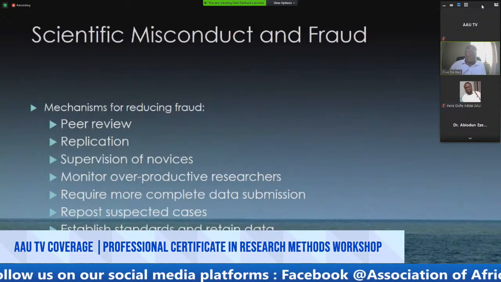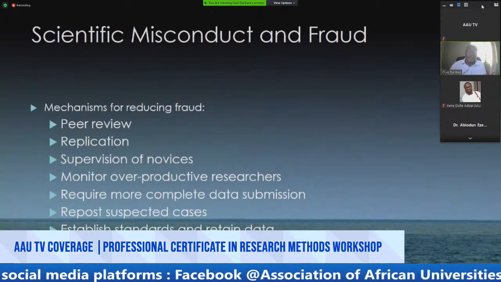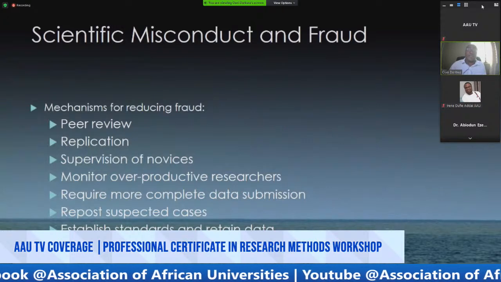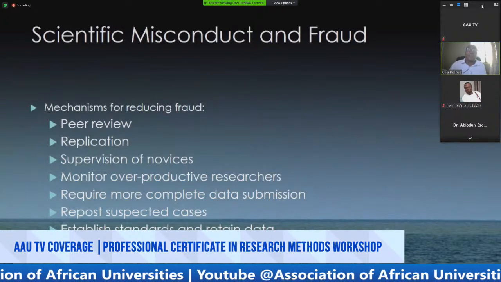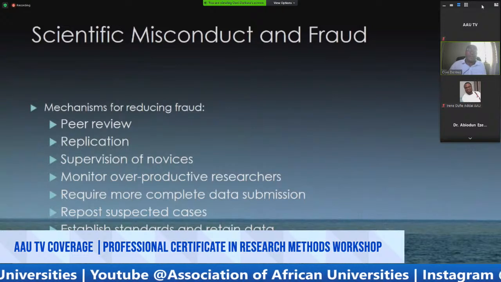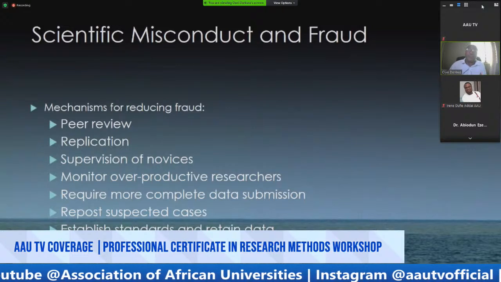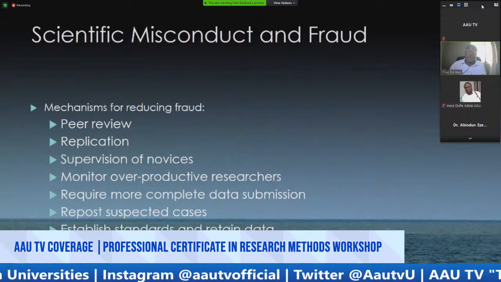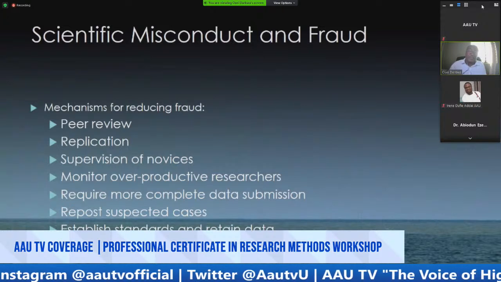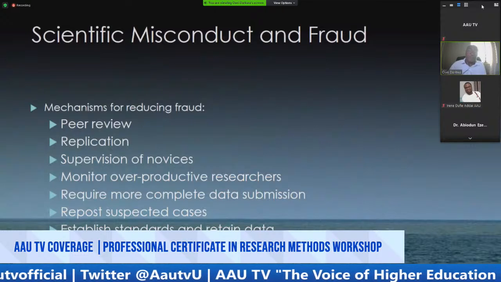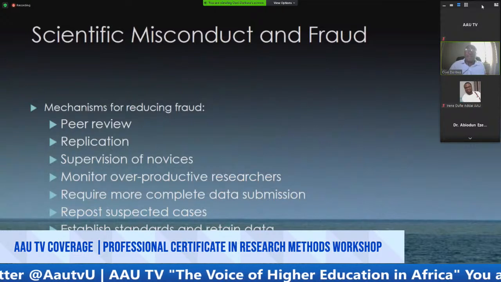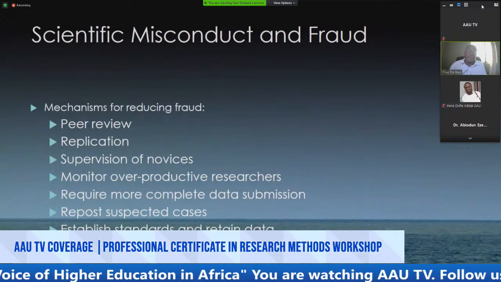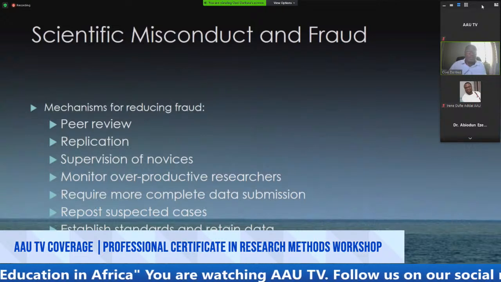Replication is another option. If people have doubts, they will try to replicate. The supervision of novices: when people start their career, they need guidance. The fact that you have a PhD does not mean that you know everything. So some schools have a mentor program where they pair junior faculty with senior faculty, for senior faculty to mentor the junior faculty, show them. Because sometimes by the time people even finish, they haven't even published a single article. So even the process of publication is an issue for them. So supervision of novices is one approach.